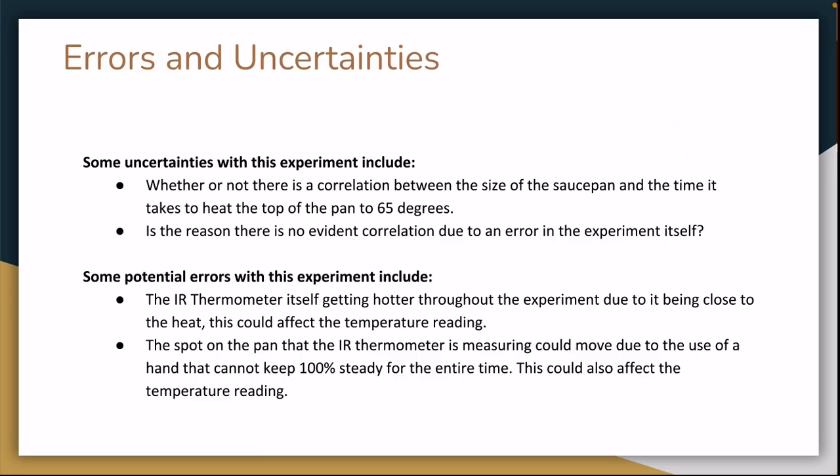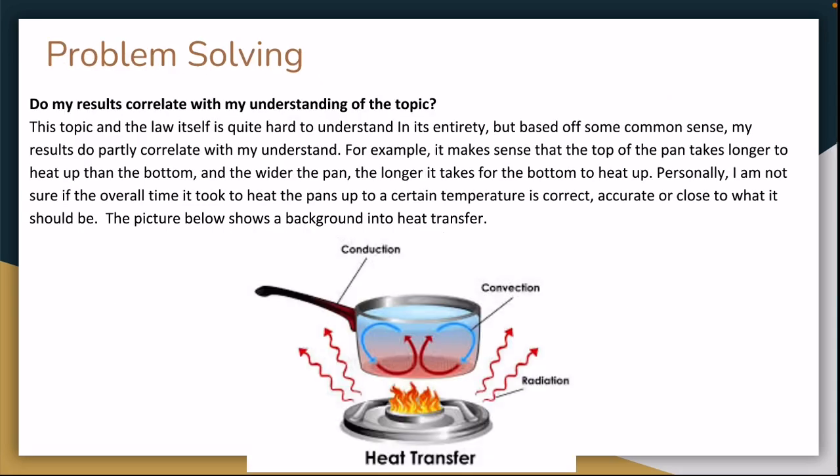The spot on the pan that the infrared thermometer is measuring could also move due to the use of a hand that cannot keep 100% steady for the entire time. This can also affect the temperature reading.